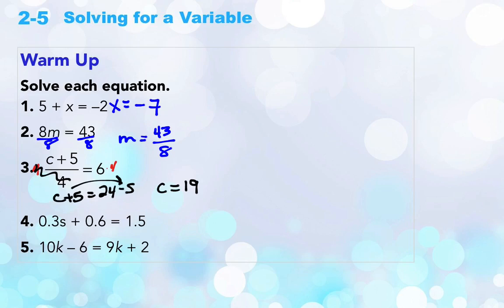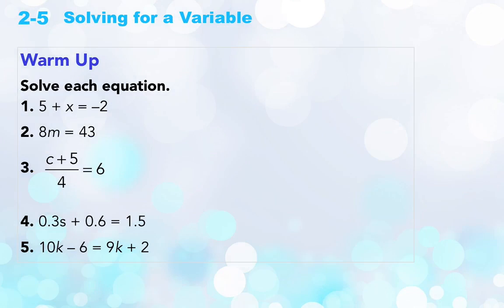Number 4 here, move the 0.6 over and then divide. Your answer here, s should be 3. And then for number 5, moving things side to side here, k is going to be equal to 8. So I hope you did well on those. So let's clear these out of here.